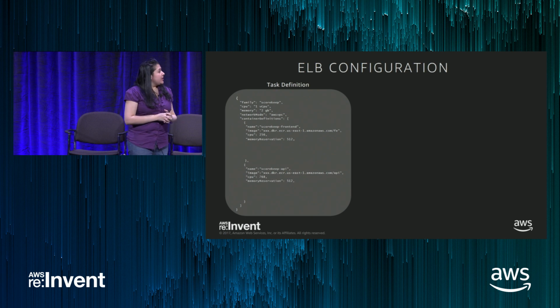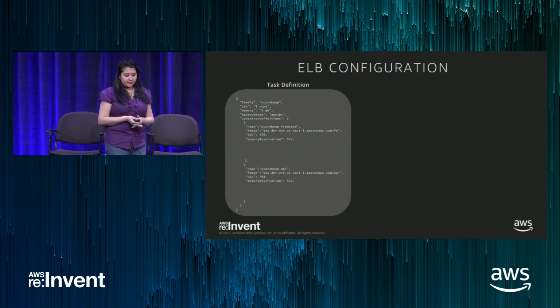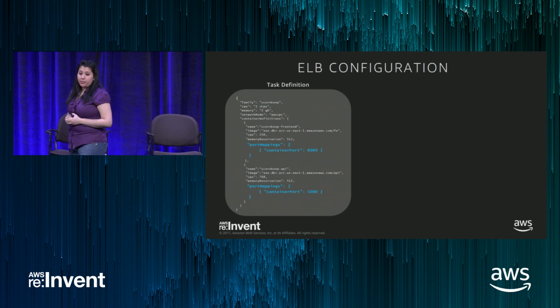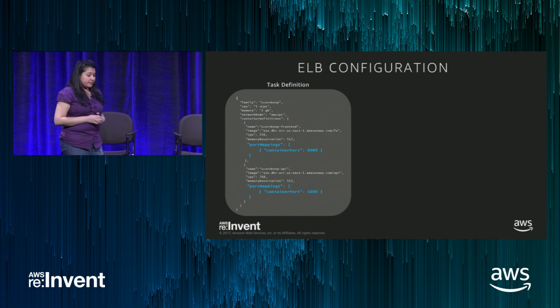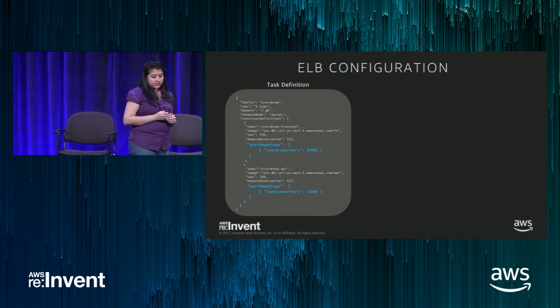All right, so how does the task definition change to tell us that you want to use a load balancer? You have to tell us about your port mappings. So in this case, our front-end container is listening on container port 8080, and our backend, or our API container, is listening on port 5000. And you need to put that into your task definition so we know exactly what port to register into your load balancer.